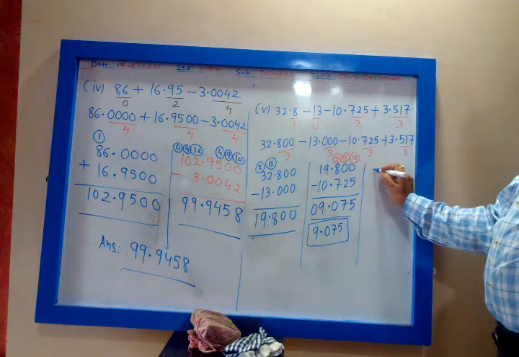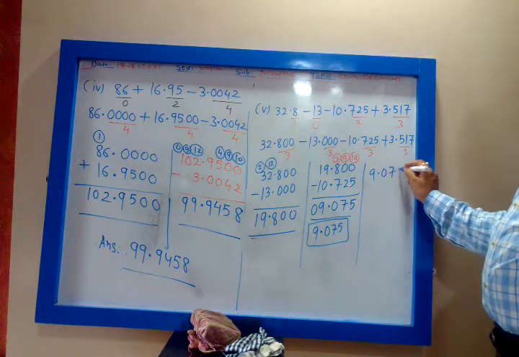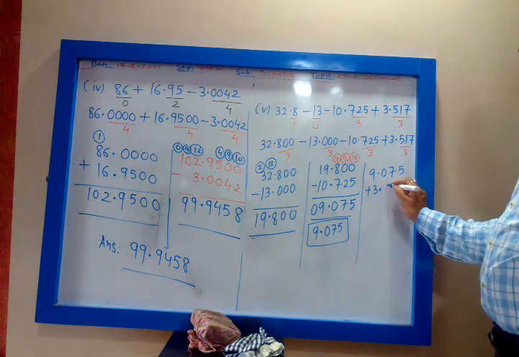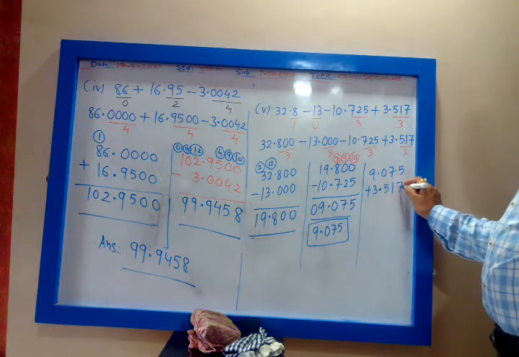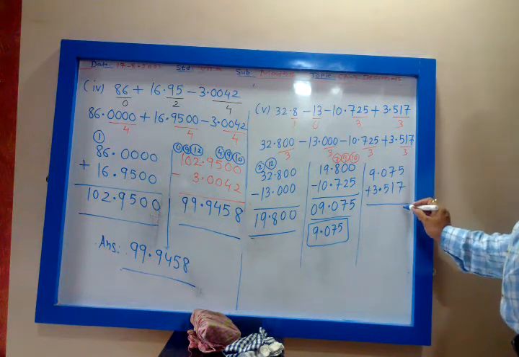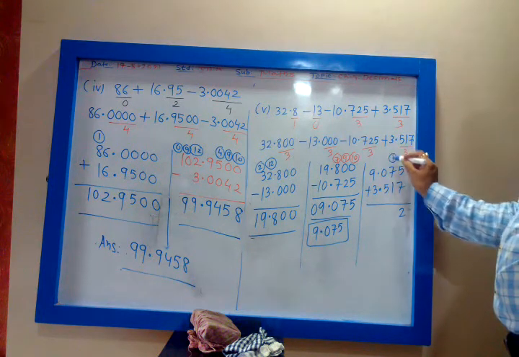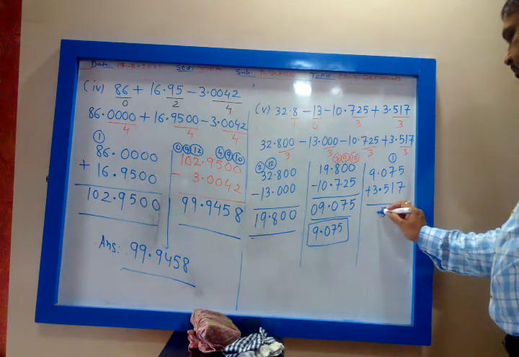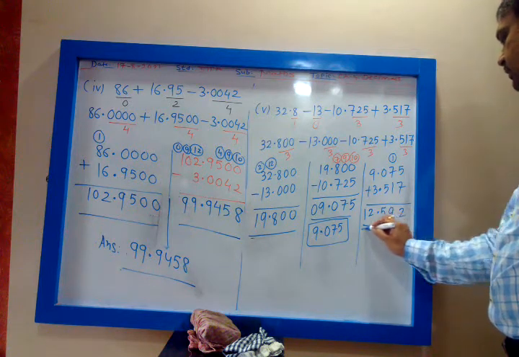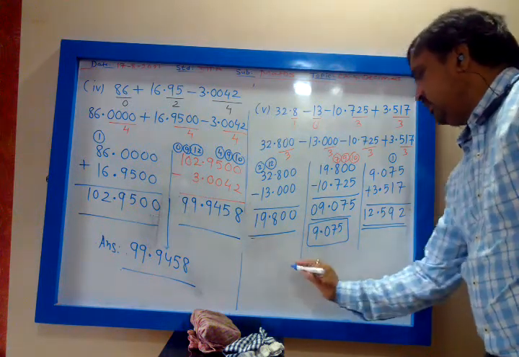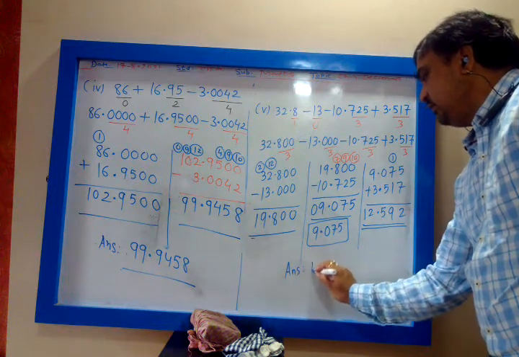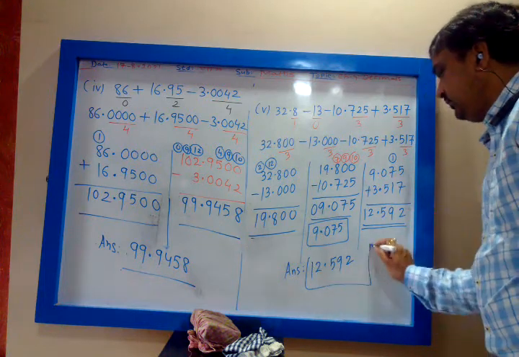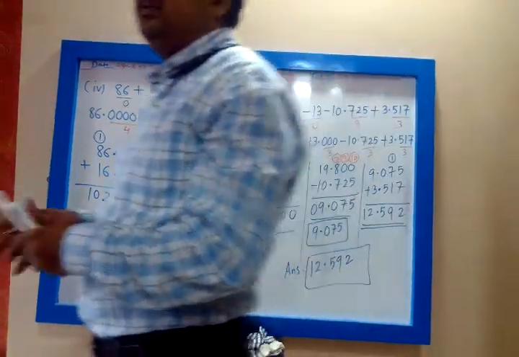To 9.075 we have to add 3.517. 7 plus 5 is 12, 1 is carried. 1 plus 7, 8, plus 1, 9. 0 plus 5, 5. 9 plus 3 is 12. So 12.592. The final answer is 12.592.